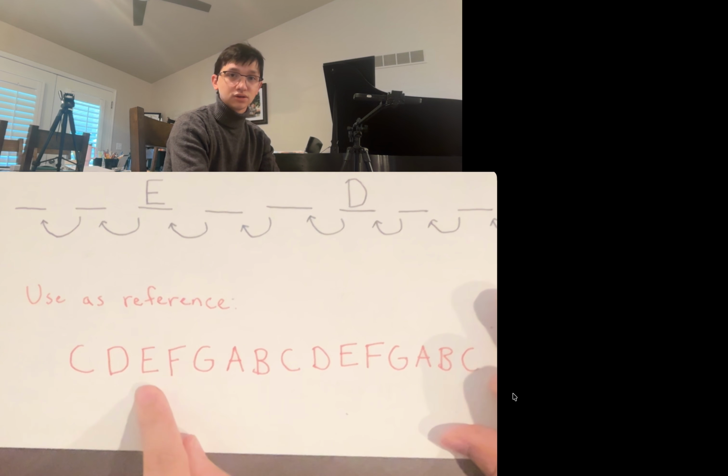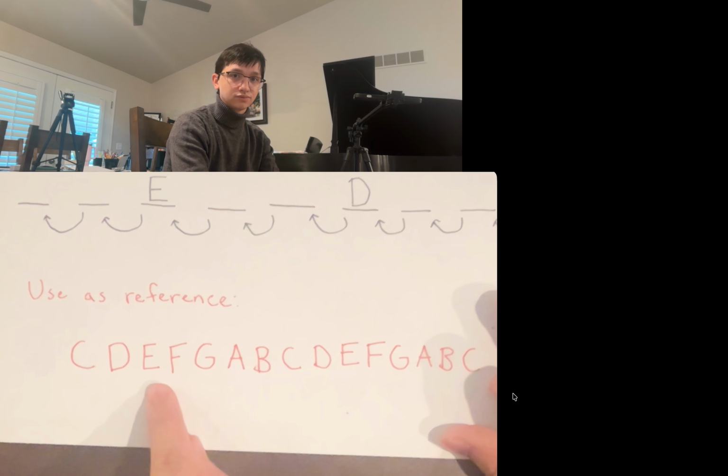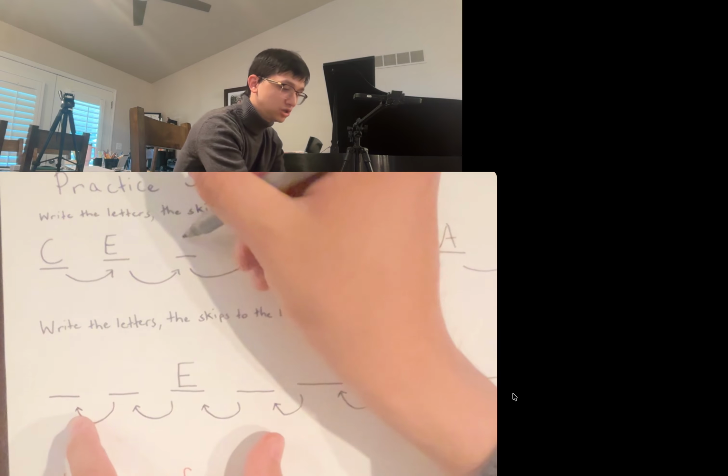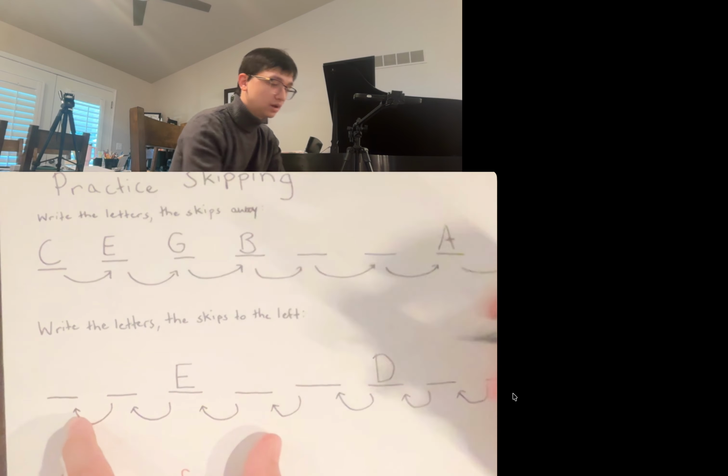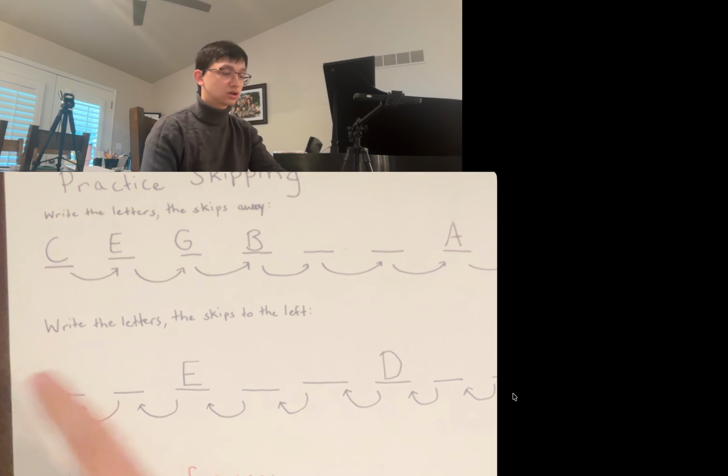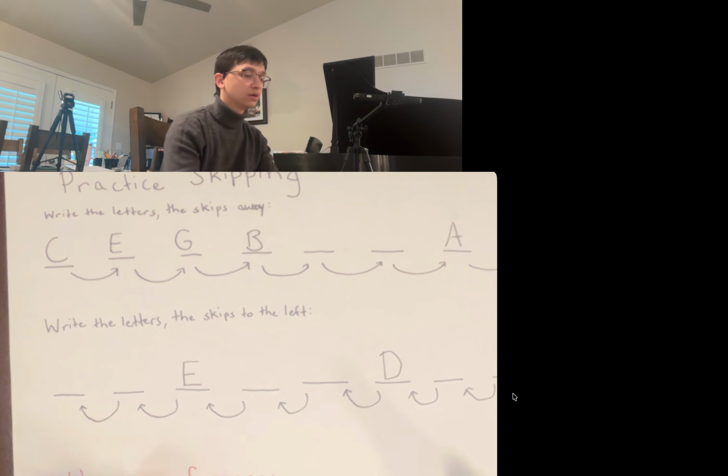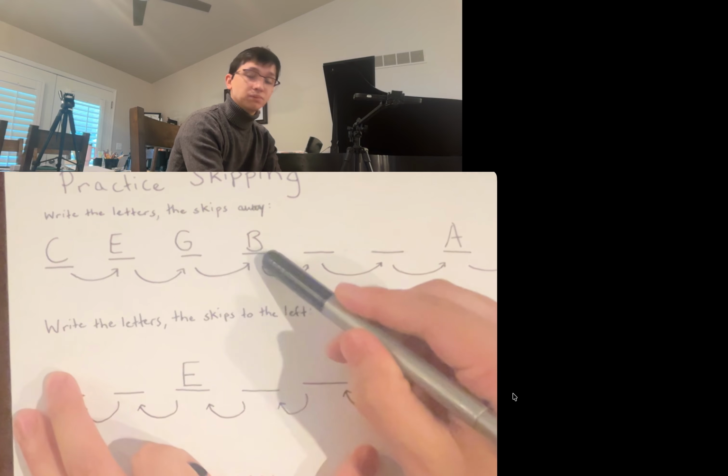Then we start on E, and we have to skip again. So E skips to G, and we can fill that in. Now you can of course use that reference point. I'm just going to keep this up here. But after that, we end up skipping to B.